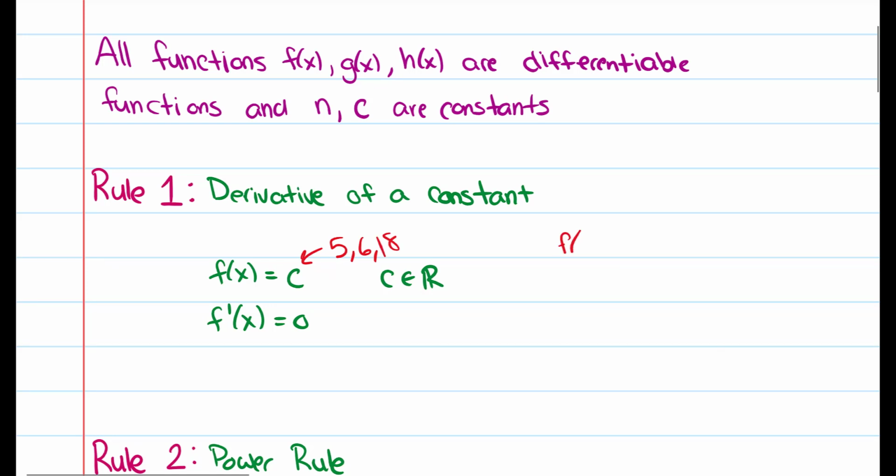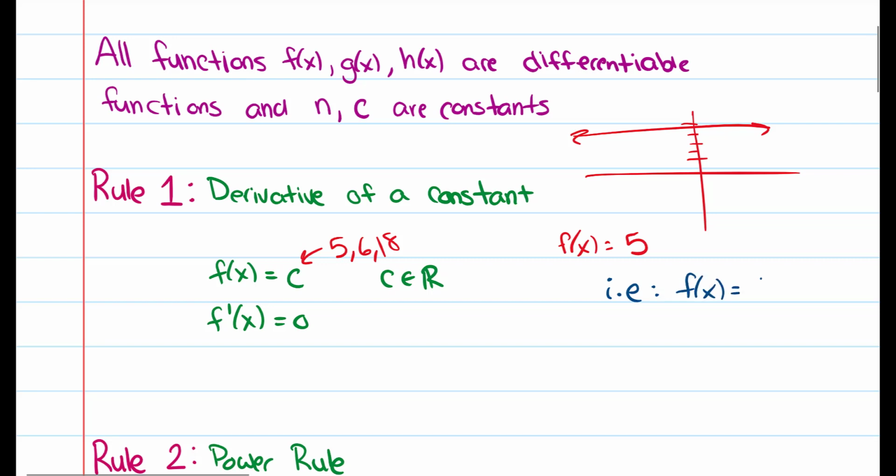So we have like f of x is equal to 5, which on a graph looks something like that. So we know that the derivative of that is equal to 0. So the derivative of any constant is just 0. And the reason for that, so if we have an example, f of x is equal to 3, then f prime of x is equal to 0. And that's because the slope of this line right here is 0.